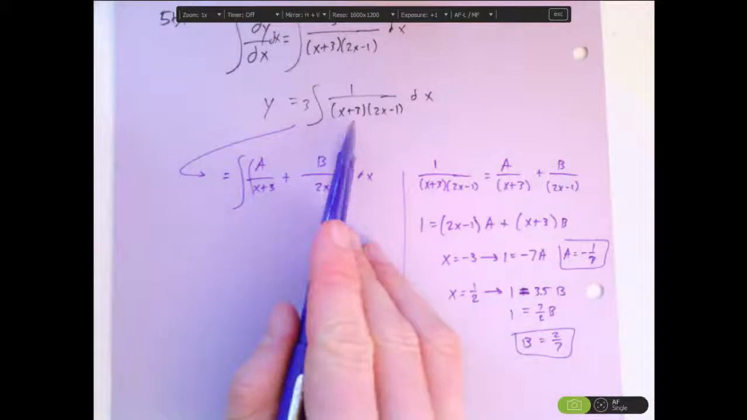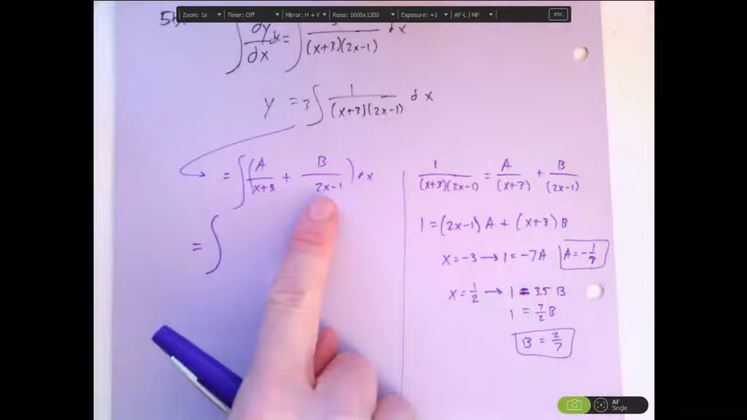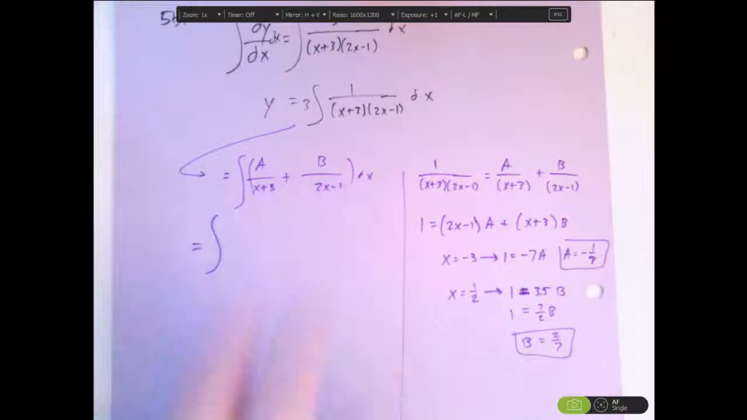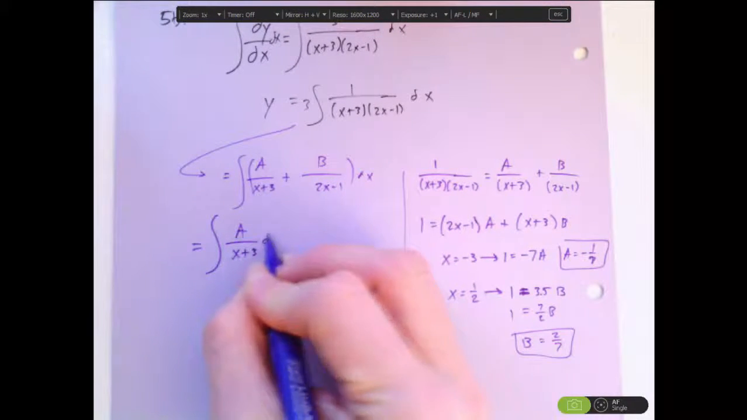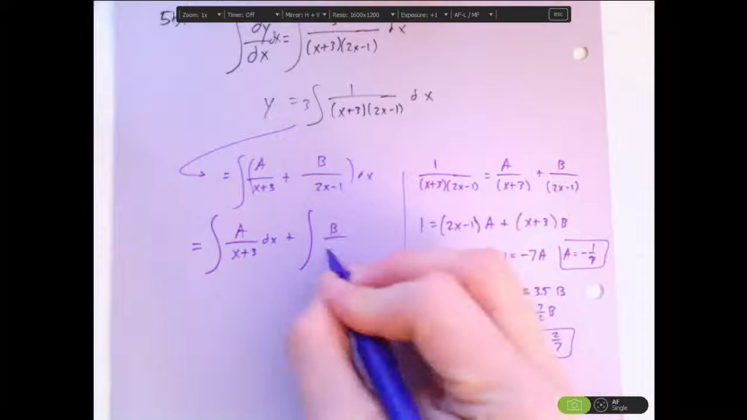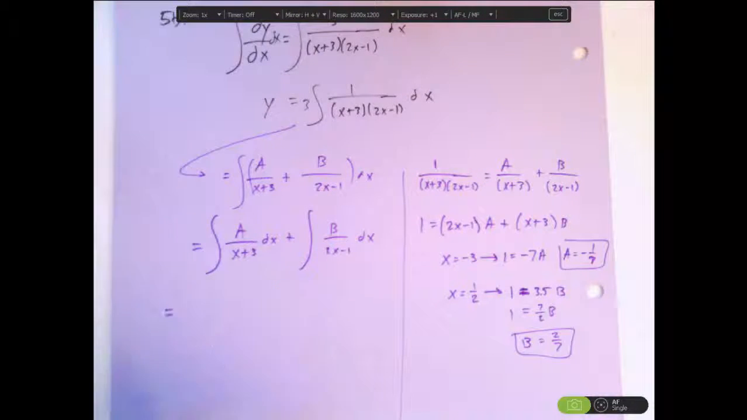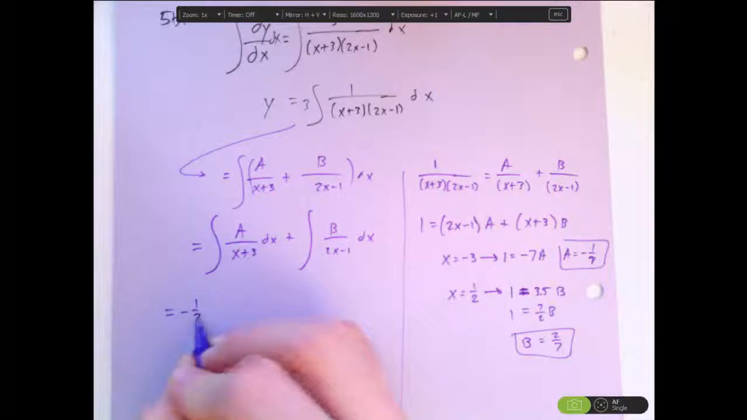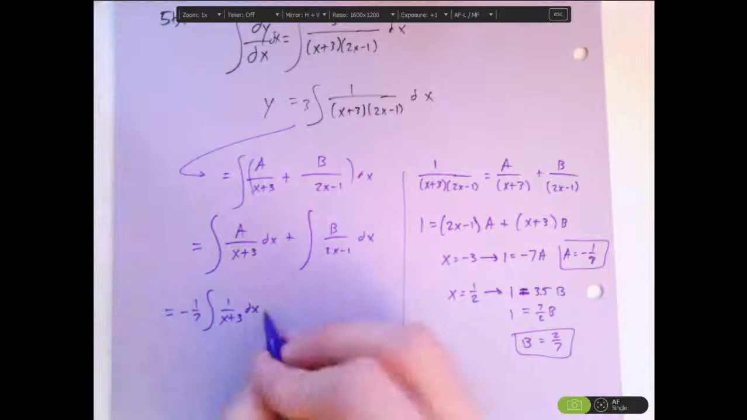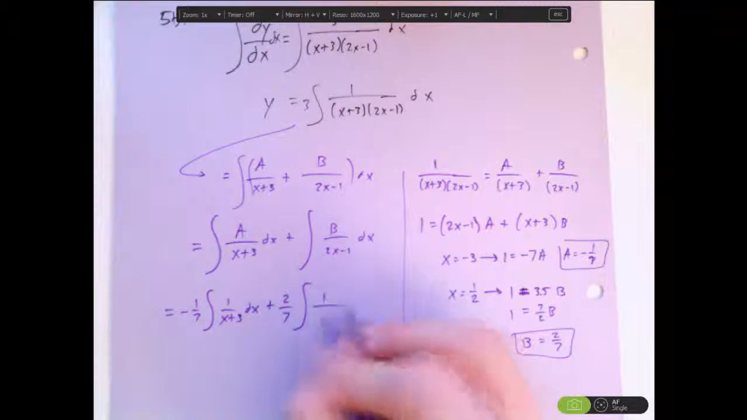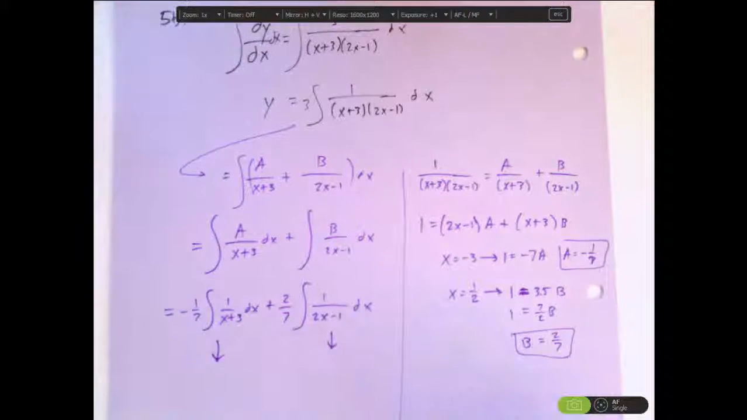So now I can rewrite this as the integrals. The integral of a sum is the same thing as the sum of the integrals, so I'll rewrite this as my a value over x plus 3 dx plus my b value over 2x minus 1 dx. I'm going to pull the a and the b to the outside here before I evaluate. So that's -1/7 integral 1 over x plus 3, and then b was +2/7 1 over 2x minus 1. Okay, so now I can calculate both of those.